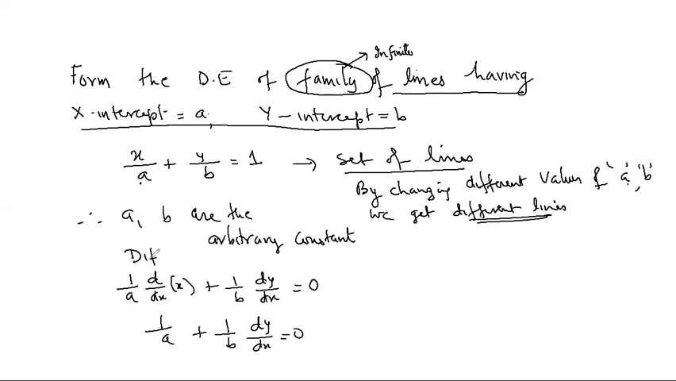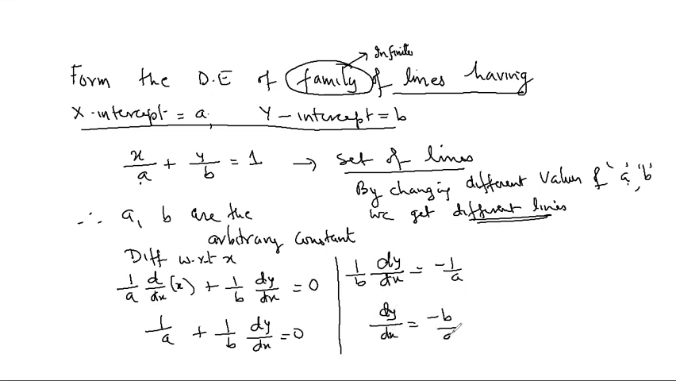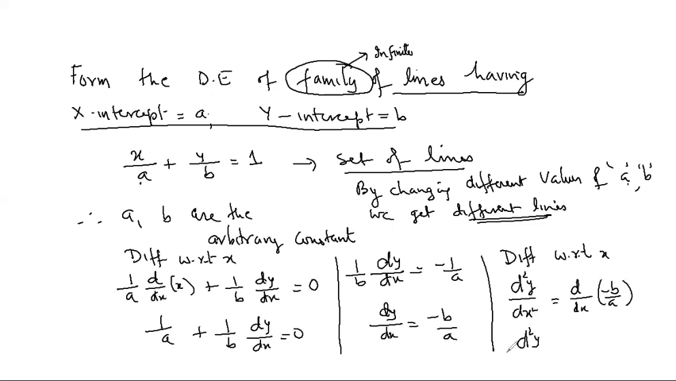What did I do? I differentiated with respect to x. Now I am allowed to differentiate once again. So make a and b go to the other side. So I can say dy by dx equals minus b by a. Again, differentiate with respect to x. So d2y by dx2 is d by dx of minus b by a. So d2y by dx2 gives you how much? 0, which is the required differential equation.